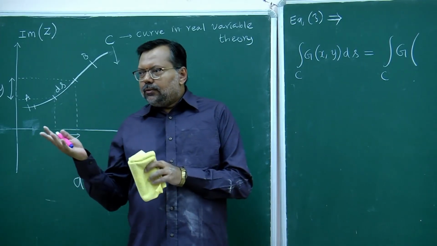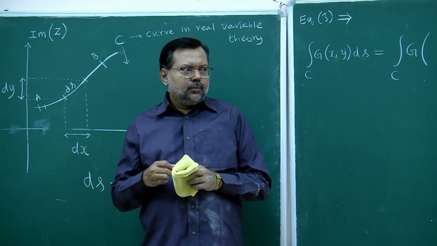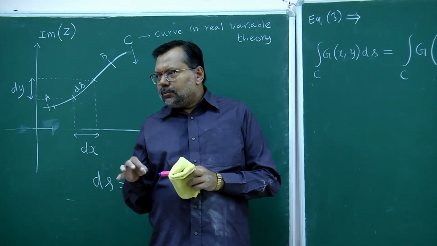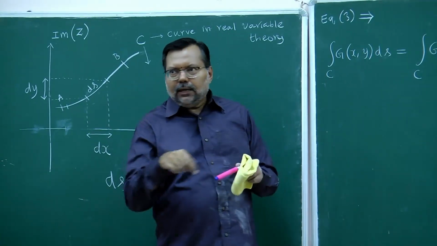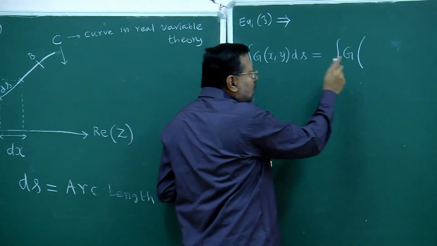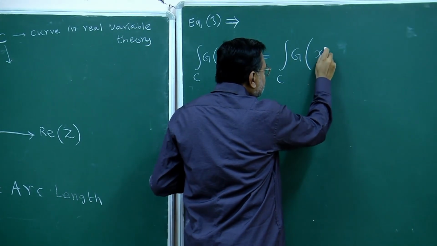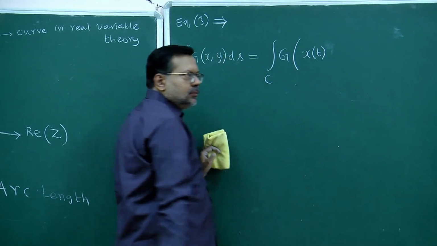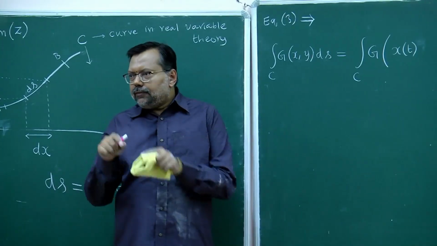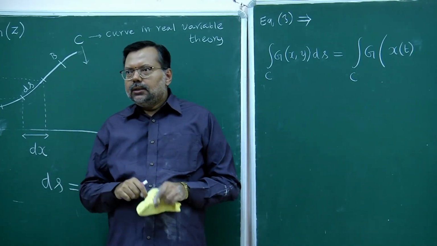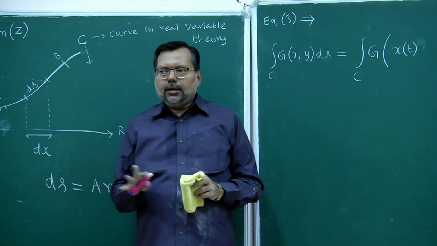x has disappeared. What has come? x of t has come. x will disappear, x of t will come. Therefore this is gone, and now I am getting x of t. Both are not the same. x of t means a cos t, while x means x only. So they are not the same.